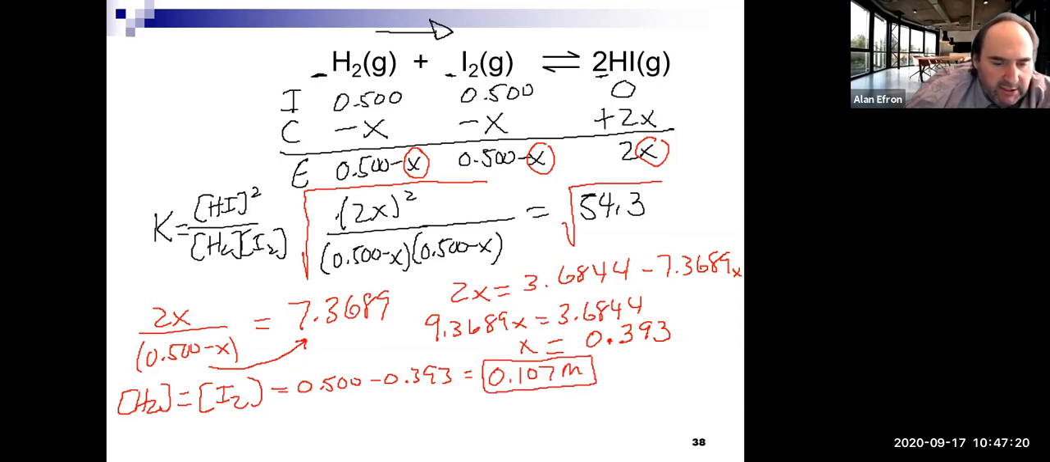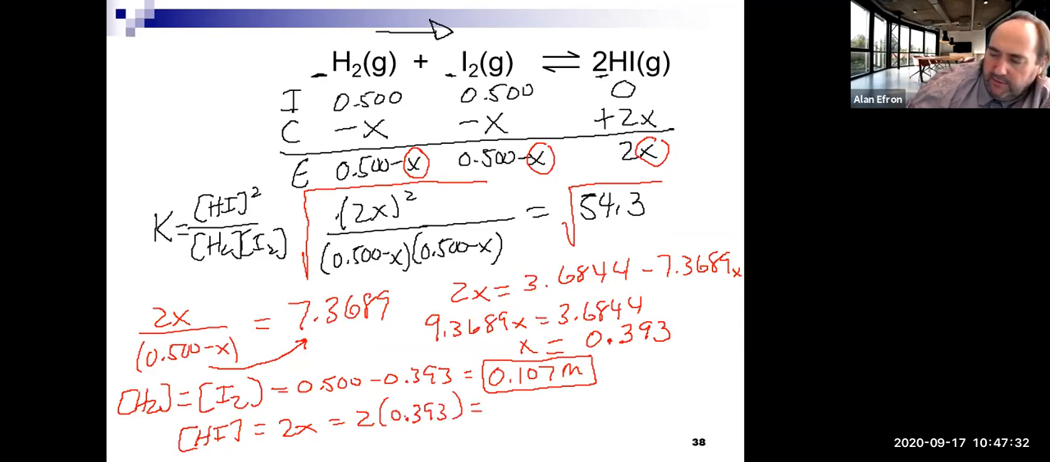And the concentration of our HI in this case would equal 2 times x, which would be 2 times 0.393, and that would get us 0.786. And those would be the equilibrium concentrations.